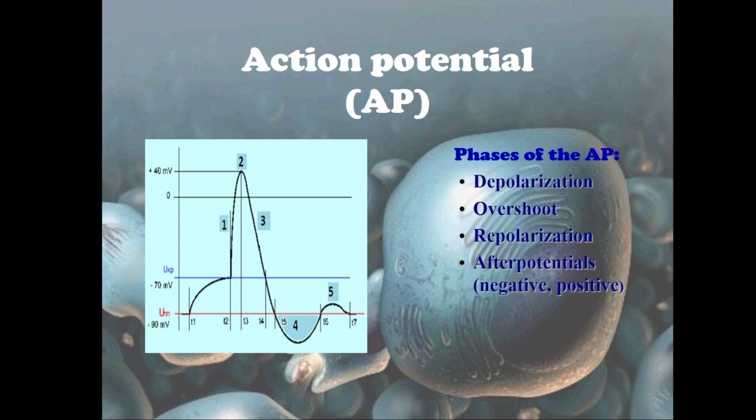Now we should discuss the biopotentials, the action potentials. The action potential is a rapid reversal of the resting membrane potential, abbreviated AP. The action potential is the result of changes in the permeability of the membrane to potassium and sodium ions.